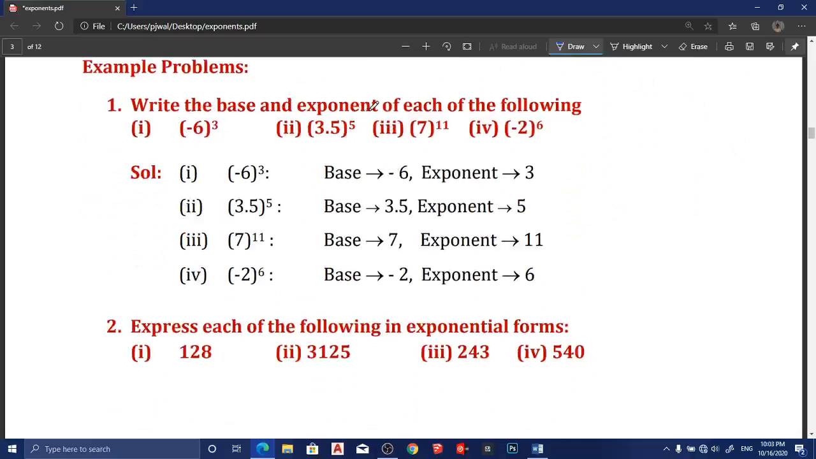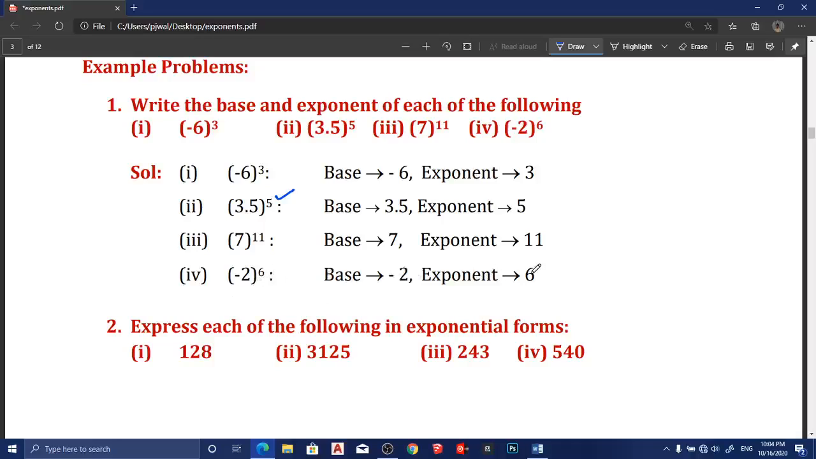So write the base and exponent of each of the following. So minus 6 raised to the power of 3 means what is the base here? This number is the base number. 3 is the exponent. You know all of it. Here 3.5 raised to the power of 5 means base is 3.5. The exponent is 5 here. Okay. And 7 raised to the power of 11 means base is 7. 11 is the exponent. Minus 2 raised to the power of 6 means base is minus 2, including sign you have to tell. Base is minus 2 and the power or exponent is 6 here.